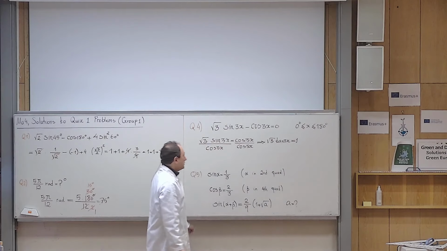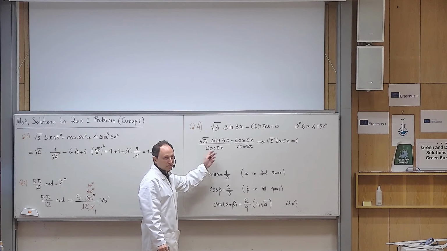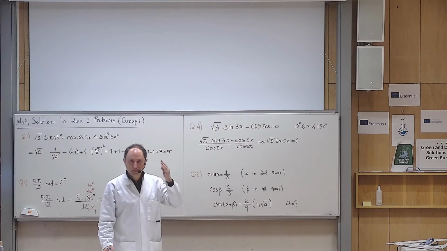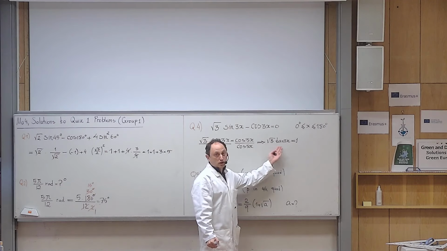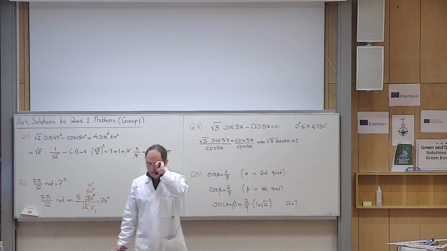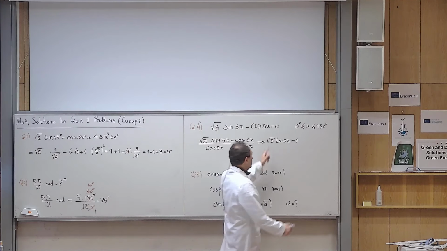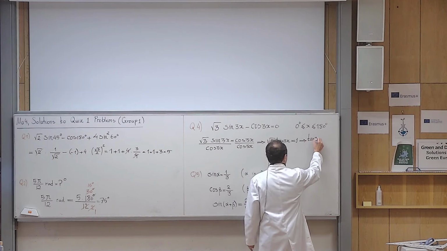Okay. So this is the crucial part, and this is mainly memory, not that much understanding. That's why it's important to remember things. But the next step is based on your knowledge, hopefully. So what should I do now? Yes, because I want to make it a standard form, I have to get rid of the square root of 3. So I divide everything by the square root of 3.